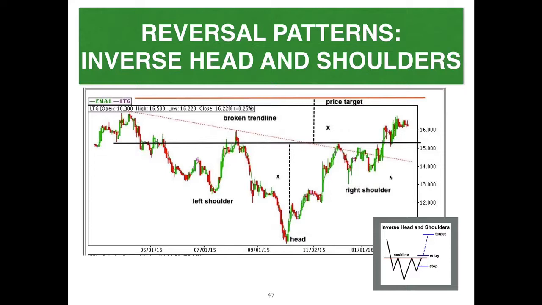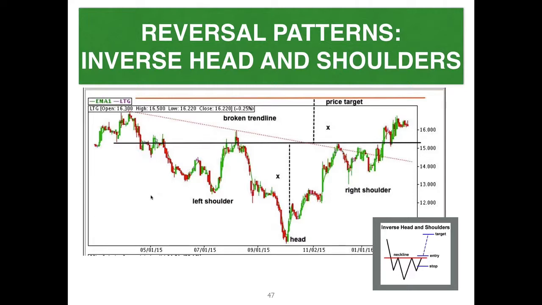Now our next pattern is the inverse head and shoulders pattern, which is also a bullish reversal pattern. It has 3 successive troughs: the left shoulder, the right shoulder, and the head. So ideally, the left and the right shoulder should be equal in length, or the range should be equal for the left and the right shoulder. The length and the width should also be equal.